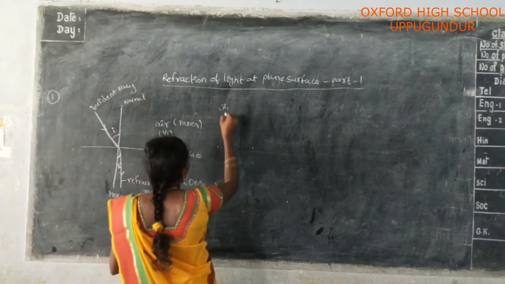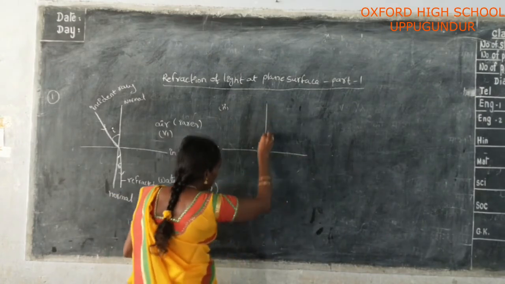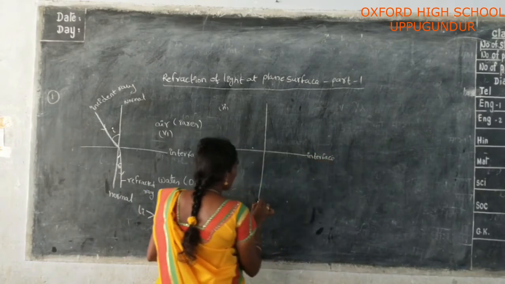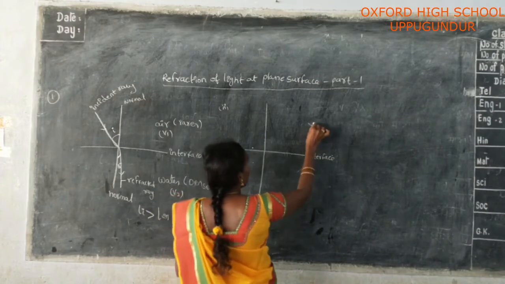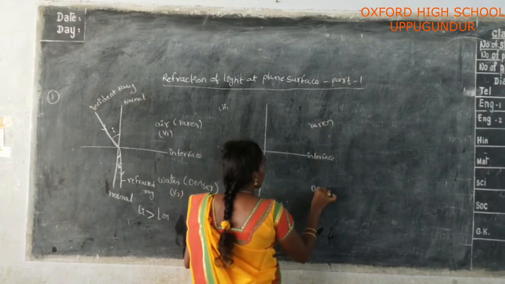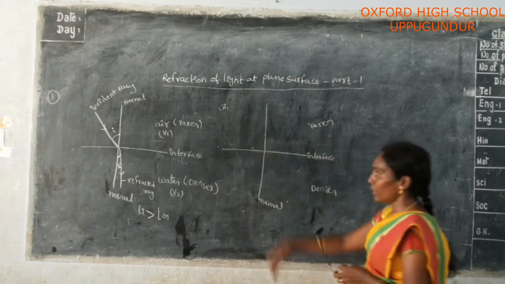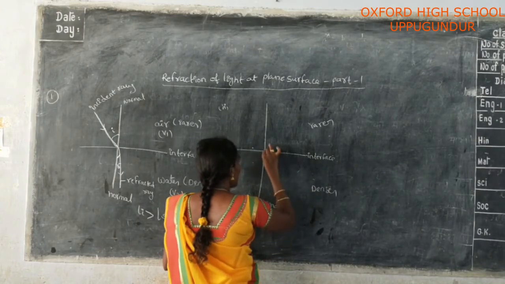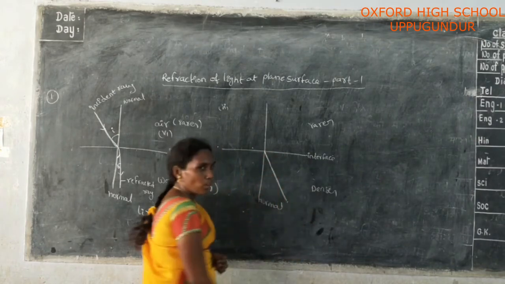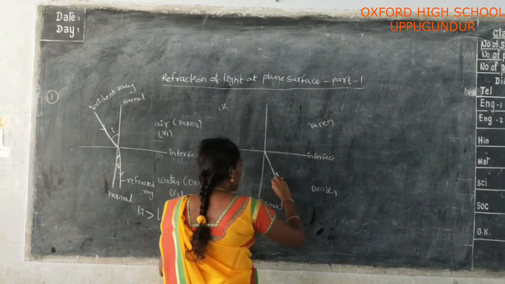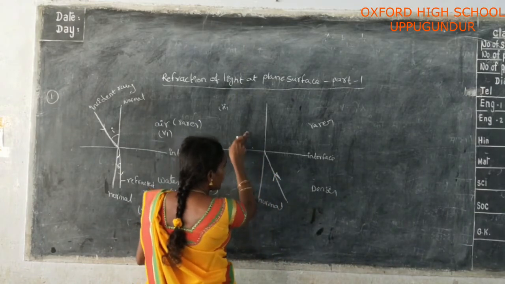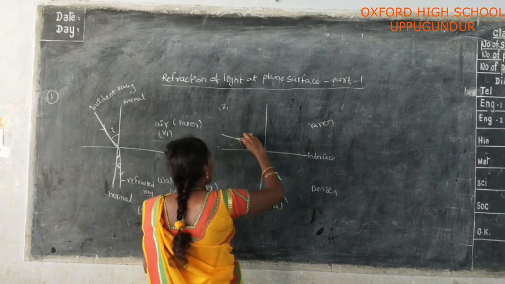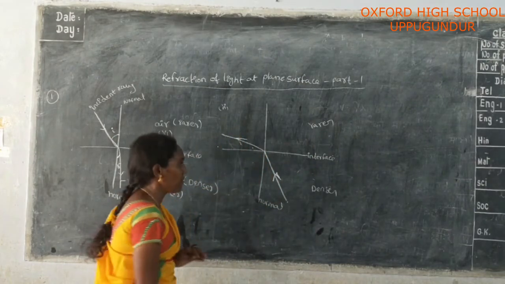See the second case. Here this is the interface line and this is the normal. Here rarer, here denser. The first case was rarer to denser. In the second case, denser to rarer. Now this is the incident ray. When a light ray travels from denser to rarer, after refraction, the refracted ray bends away from the normal.